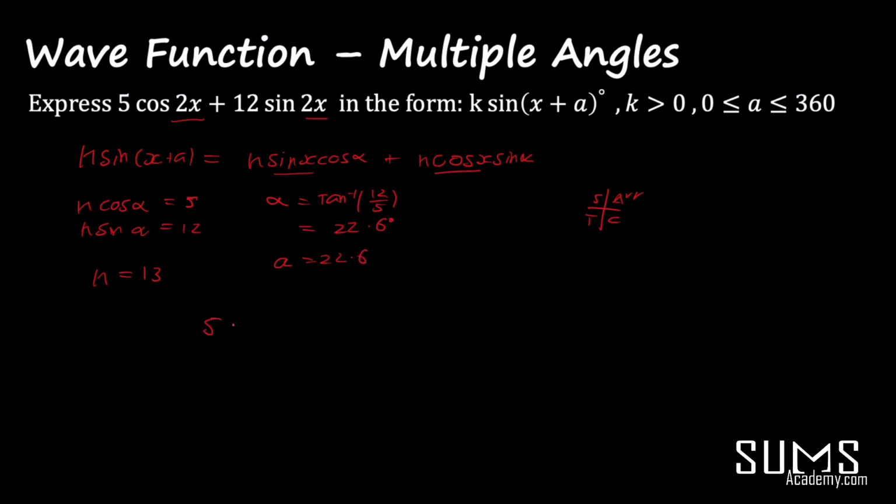So 5 cos 2x plus 12 sine 2x is equal to 13 sine 2x plus 22.6. Okay, so it's exactly the same. It's exactly the same, except this 2x here is just done.